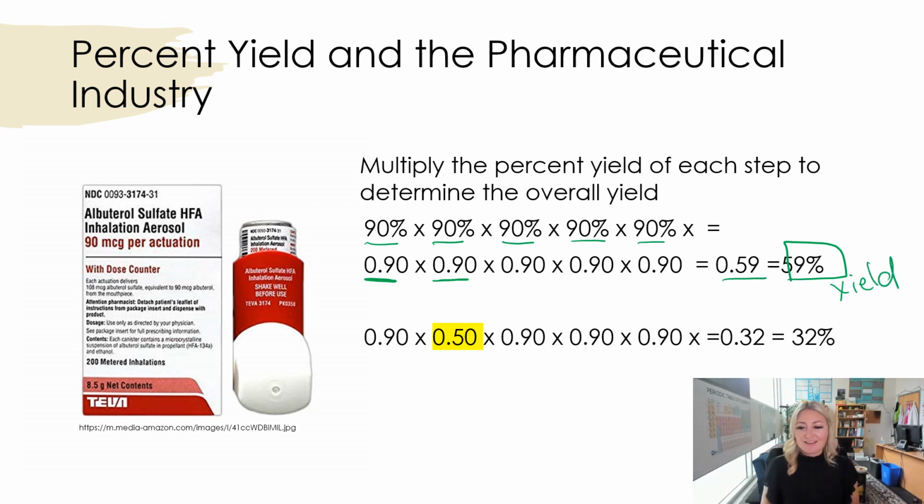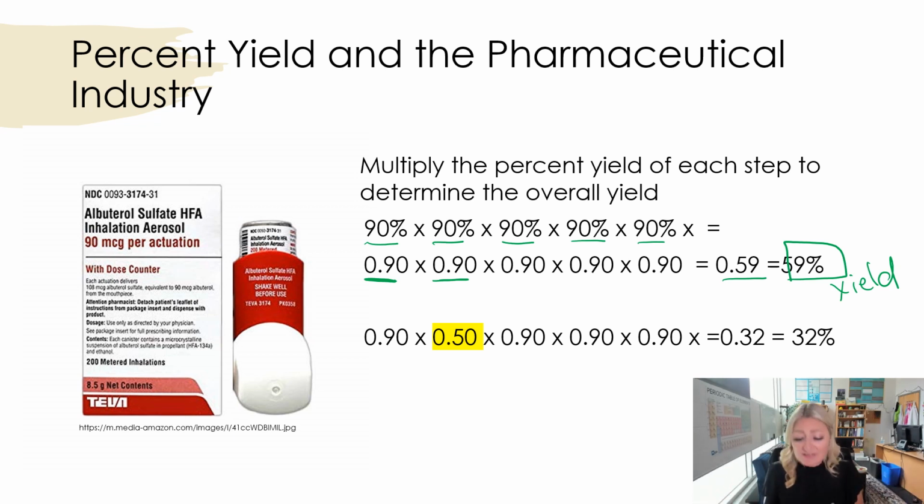Wait a second. But every step had a 90% yield. No, when you multiply all this together, you're accounting for a loss. You're only making close to 60% of the theoretical yield you should be able to make. That's pretty dang low. And now think about, what if this was a 10-step process? Wow, it would be even lower.